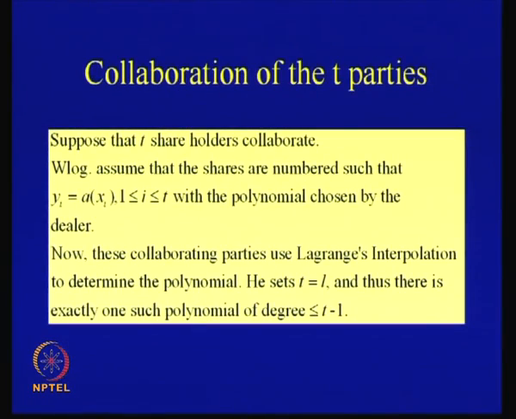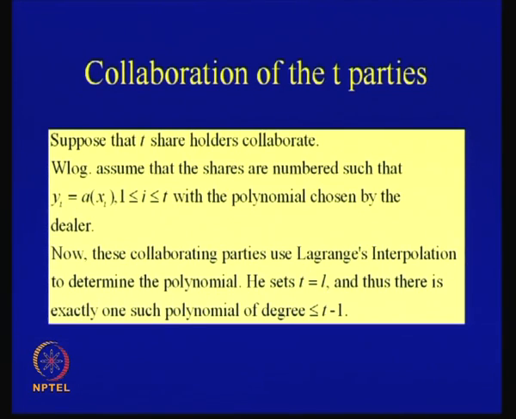So, what the t shareholders do is that they collaborate, right. They basically come together, and without loss of generality, you can assume that the shares are numbered y 1 till y t. Okay. So, we have y 1, y 2, y 3 and so on till y t, and the corresponding x 1, x 2 and so on till x t. So, what will these collaborating parties do? They can apply the Lagrange's interpolation technique, and try to find a polynomial that essentially fits all these t points, right.